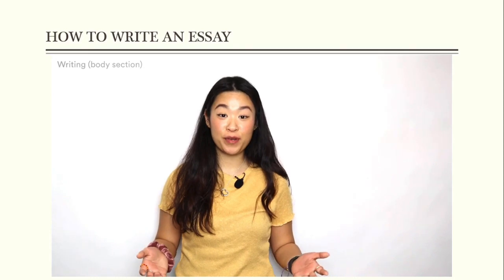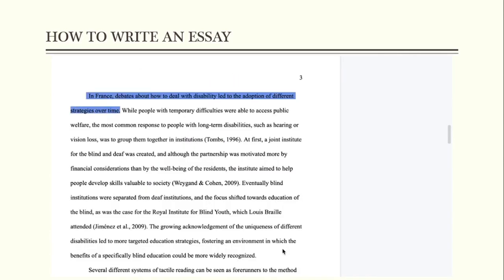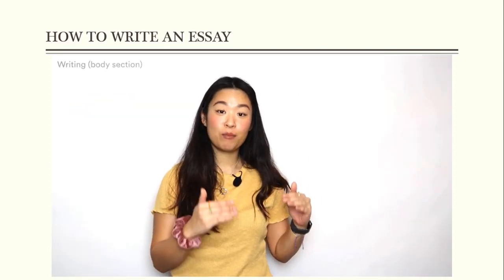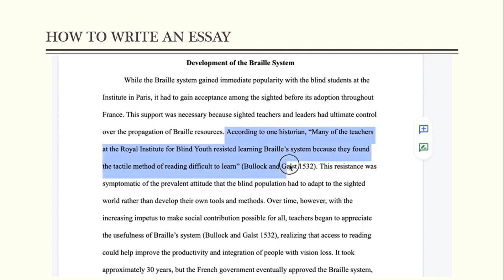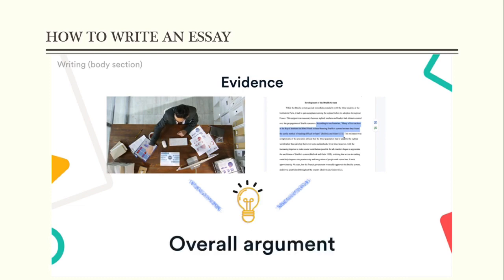Introduce the purpose of each paragraph using topic sentences. A good topic sentence makes the transition from the previous paragraph and introduces the argument to be made in this paragraph. After the topic sentence, present evidence by providing the reader with data, examples, or quotes. Be sure to interpret and explain the evidence, and show how it helps develop your overall argument.